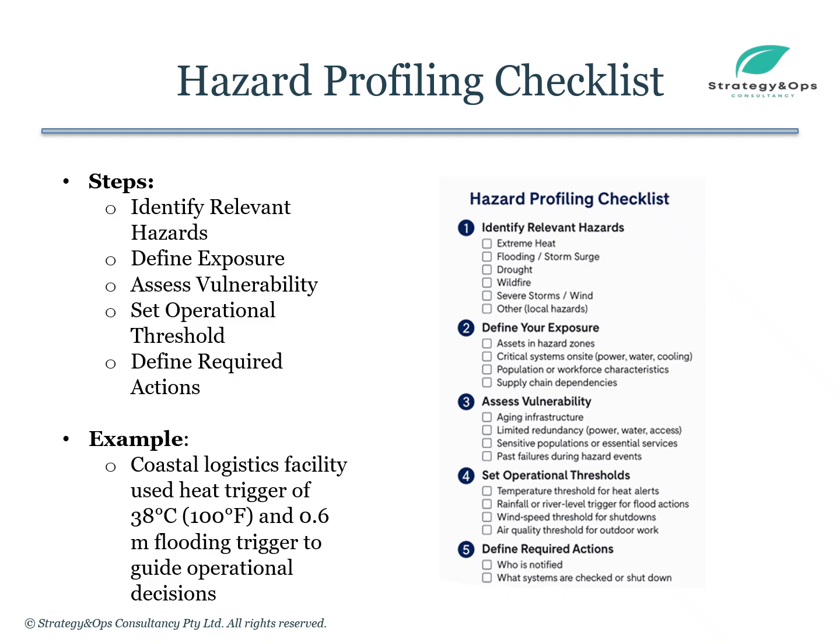Why this matters? These thresholds are simple, measurable, and directly linked to operational decisions. They help teams move from general climate awareness to concrete, predefined actions that reduce downtime and protect workers and assets. A short, clear hazard profile like this ensures decision makers know exactly when to act and what to do, rather than relying on ad hoc judgment during an event.